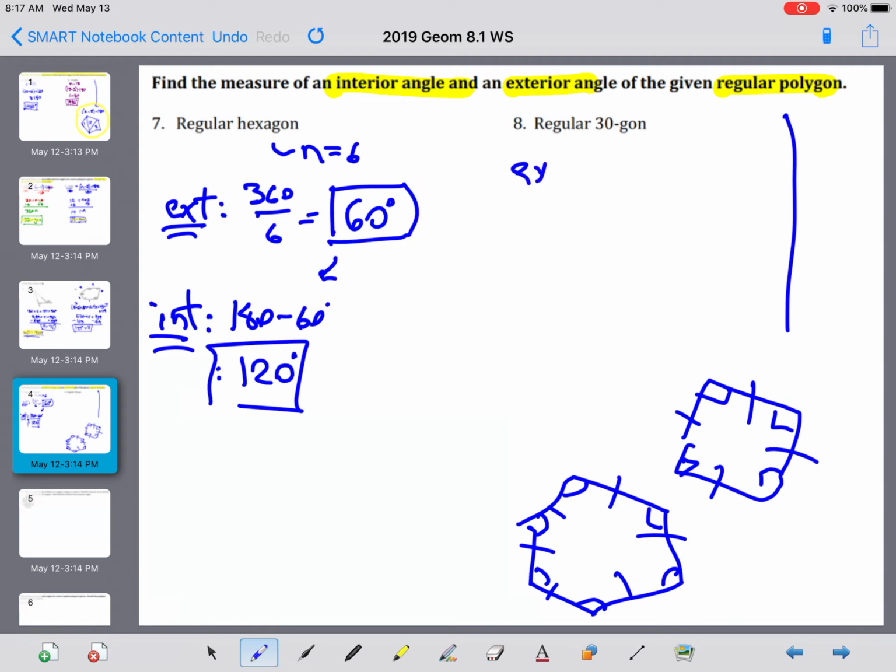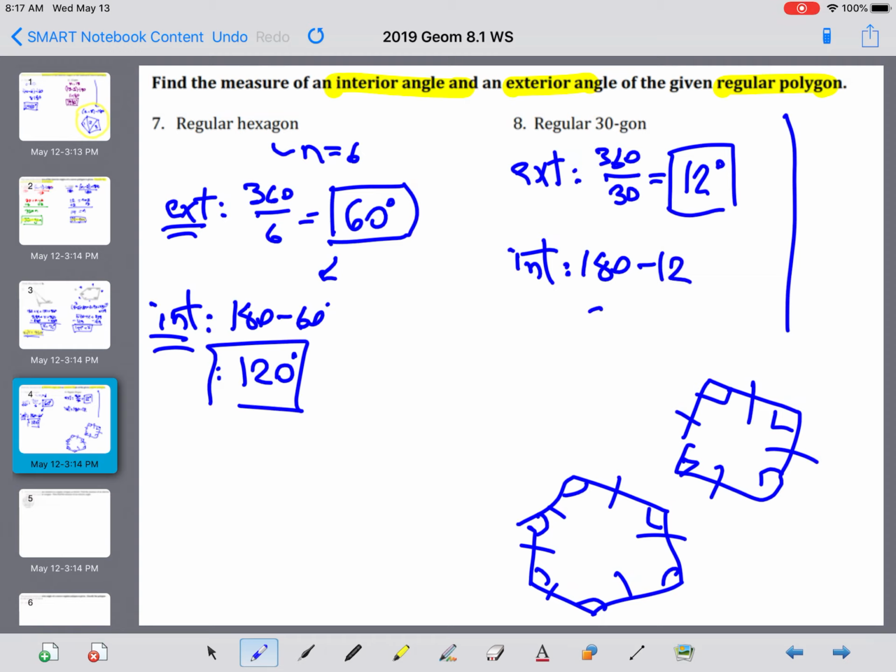Over here, same thing. If it's a regular 30-gon, all exterior angles are the same. So 360 divided by 30 comes out to be 12 degrees. Okay, and then for the interior, we get 180 minus 12, and that's going to equal 168 degrees because of that linear pair between an exterior angle and an interior angle.